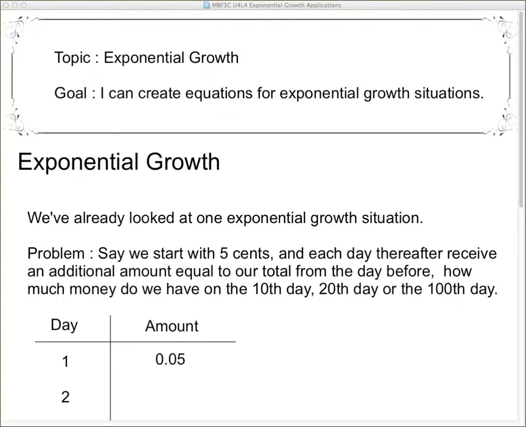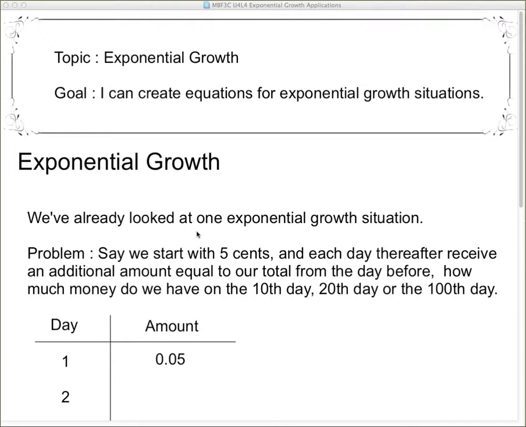Well, hello 3C. We're going to talk about exponential growth today and applications of exponential growth. Our goal: I can create equations for exponential growth situations. So here we go. We're going to talk about exponential growth.